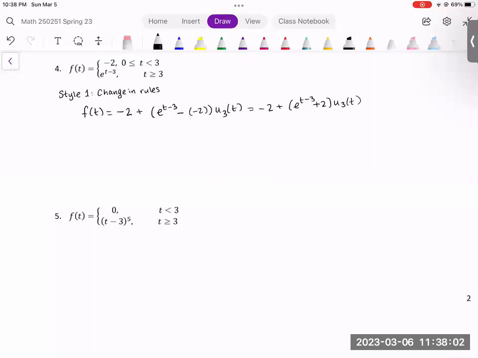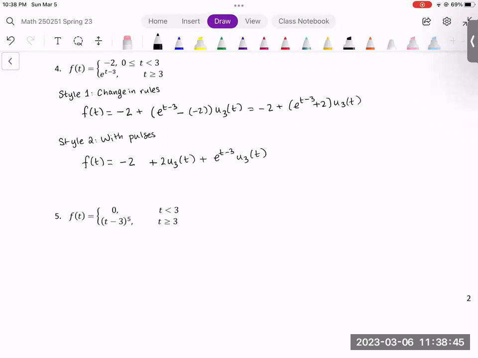Okay, so style 2 is with pulses. Here, f of t is equal to -2, and we want to keep this on until we get to time 3, in which case we're going to turn it off. So we're going to say -2, or +2 rather, u3 of t. And now we want to turn on e to the t minus 3. So we're going to multiply e to the t minus 3 times u3 of t.